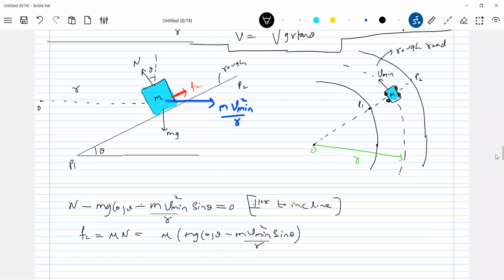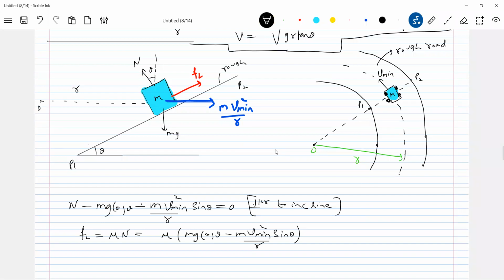N sin theta minus FL cos theta should be equal to mv minimum square by r. Or if you are doing it in the rotating frame, what should you write? We will balance N sin theta, the component of friction, and the centrifugal force.